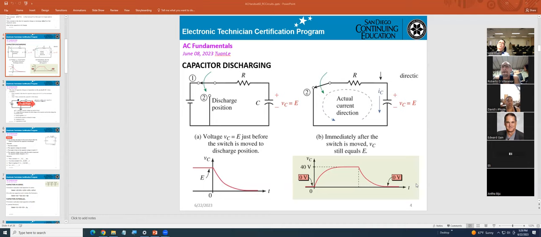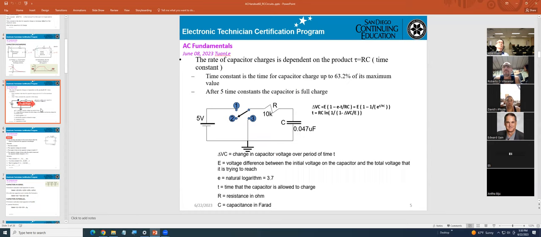Okay, any question, anything? Okay, now the rate of capacitor charge depends on the product tau equals RC, what we call a time constant. Time constant is the time for the capacitor to charge up to 63.2% of the maximum value. However, after 5 time constants, the capacitor is fully charged.